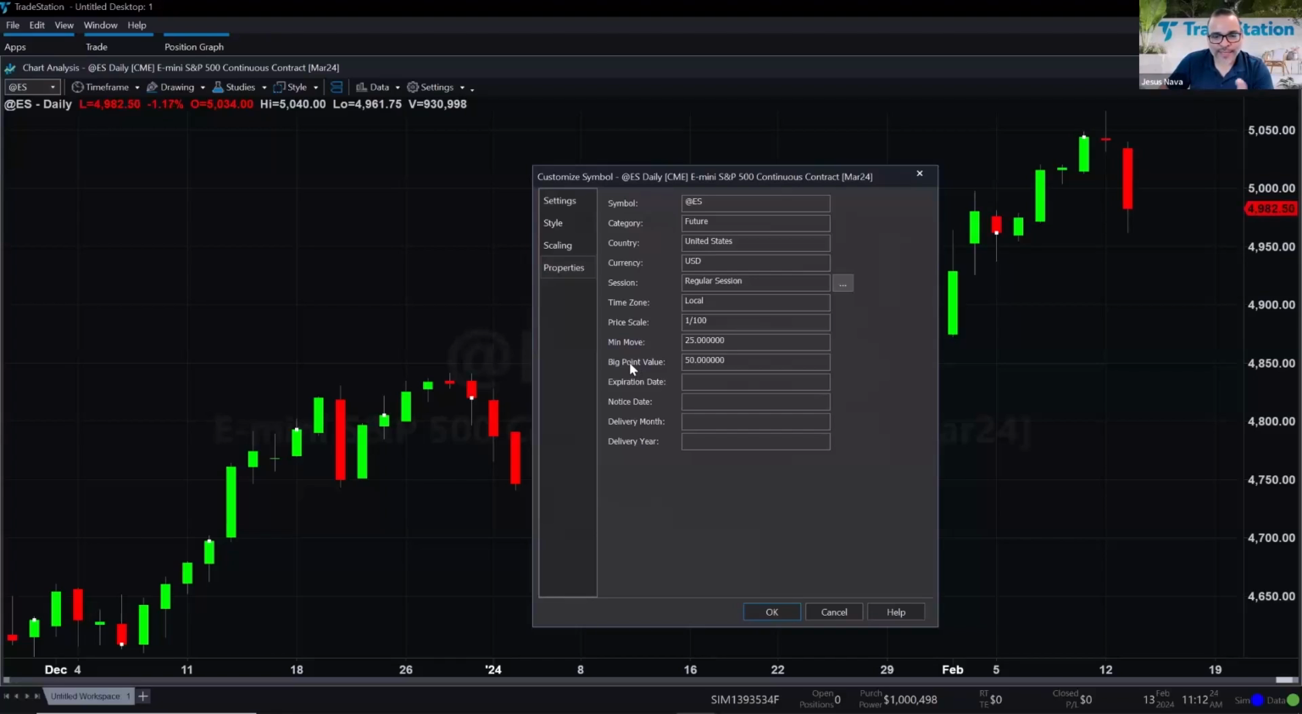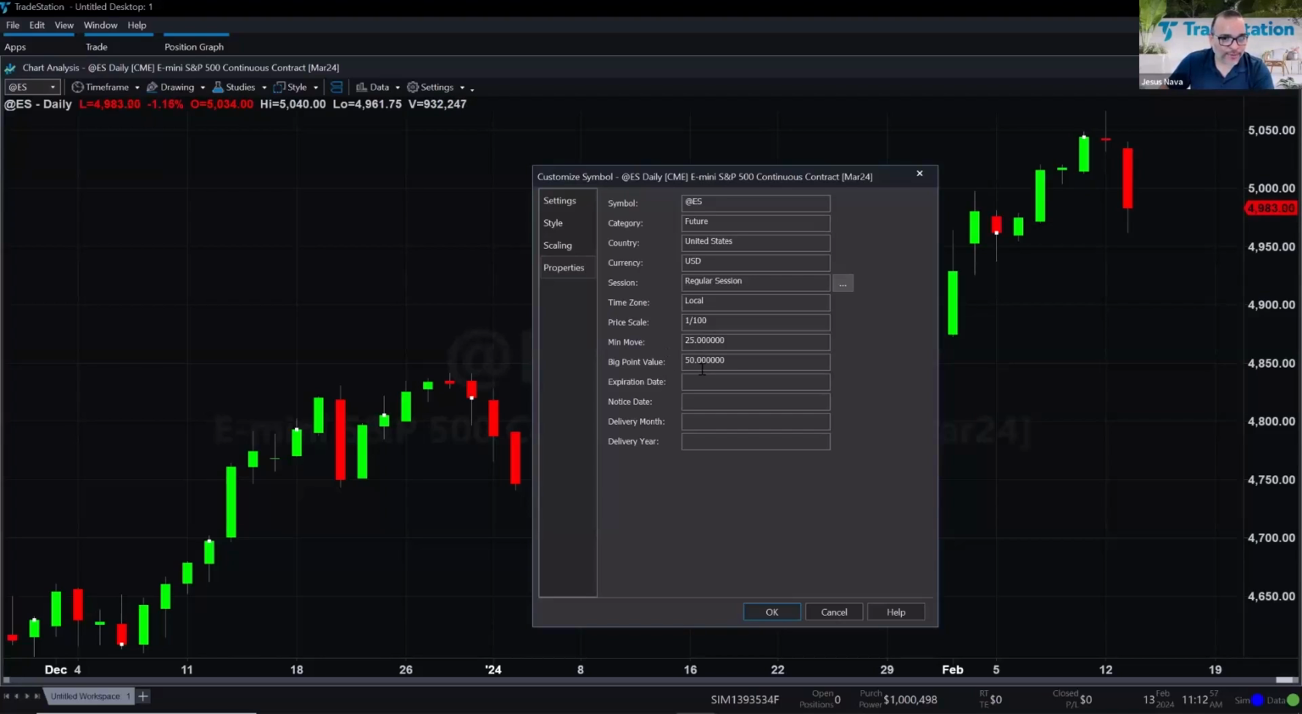We already said that the S&P E-mini trades in quarters of a point. That is reflected right here. You see the minimum move is 25 times the price scale. The price scale of the S&P 500 is on a 1/100th scale. When you look at the decimal places, you have 2 decimal places, and that's why the price scale is set to 1/100th. If you multiply that 1/100th times 25, you get the minimum movement, which is 0.25.